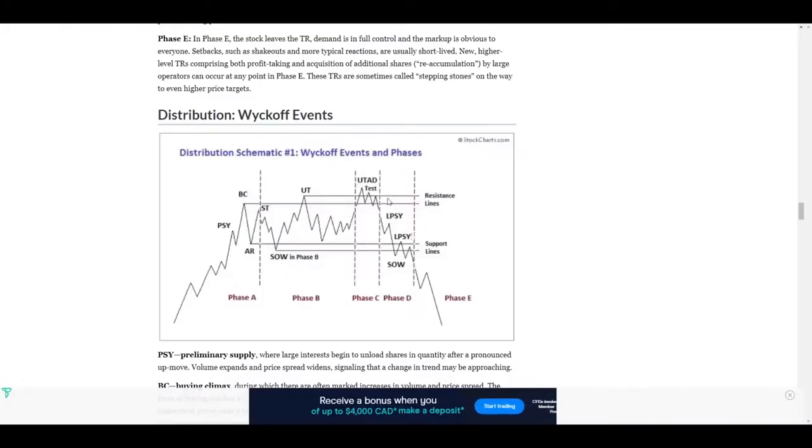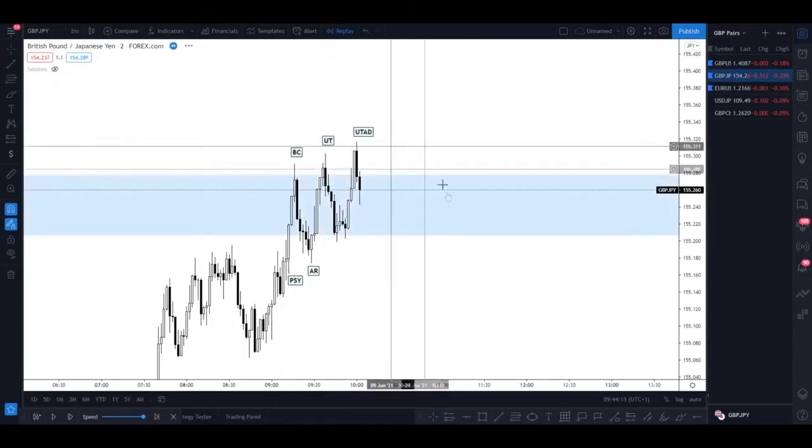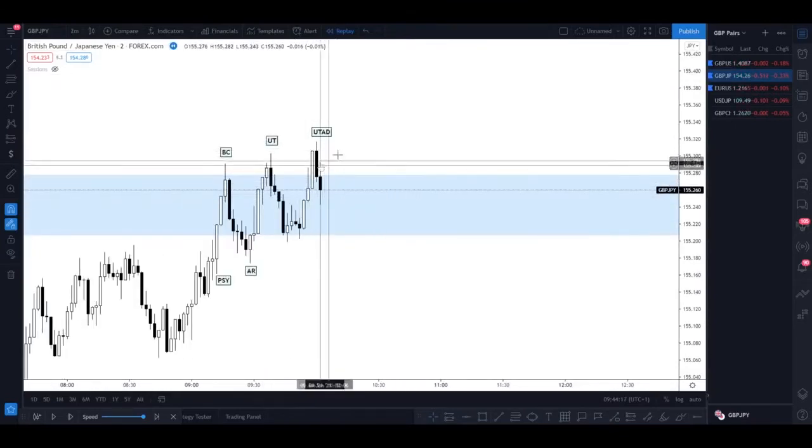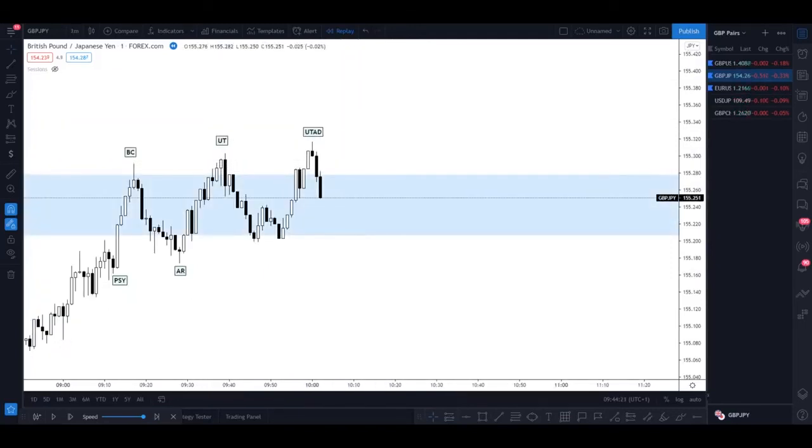Now we're in the last couple of phases. We're in phase C, and this is when we're possibly going to be looking for entries. There are two possible ways you can catch an entry. You can re-enter off of the upper thrust after distribution. So if there is an institutional candle with the UT, you can re-enter there, and that'll be considered the UTAD test. Now for me, I don't do that.